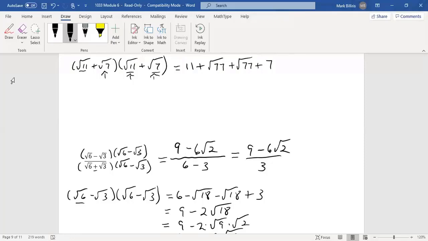Now I look to simplify further. If something divides into 9, 6, and 3, I divide it out. 3 goes into all 3, so that becomes a 1, a 3, and a 2. I don't show the 1 as a denominator, it's understood. So my answer would be 3 minus 2 square roots of 2 as my final answer. A little bit more complicated, but the process is the same.